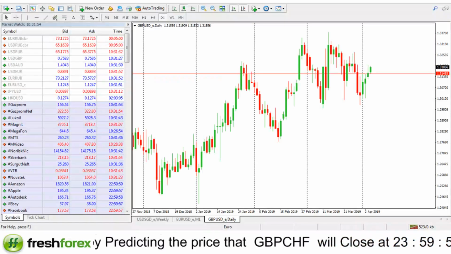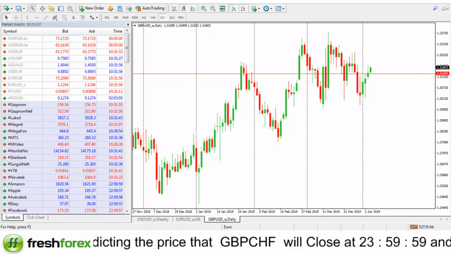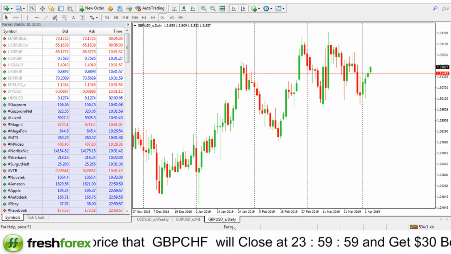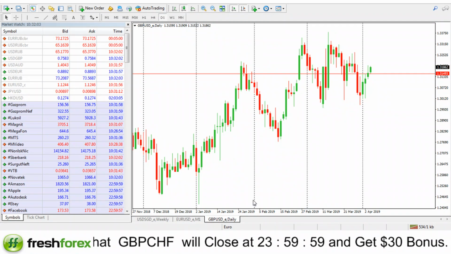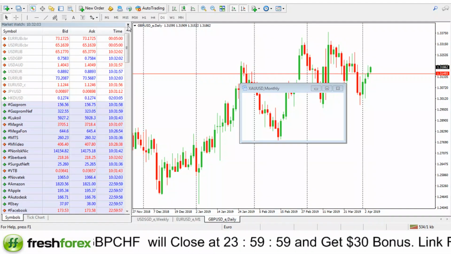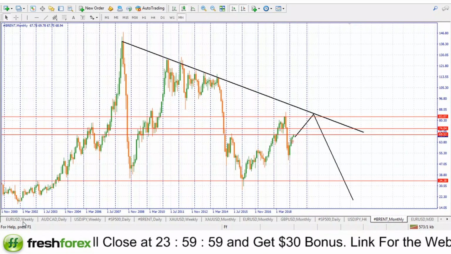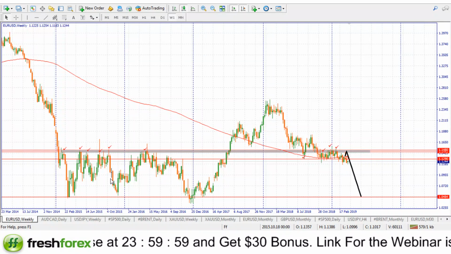So we move straight to our charts. We want to see the setups that we are having today. We'll start with the main pairs first of all before we move straight to the other symbols. Our chart is fully loaded now. We are on the Euro USD weekly chart.